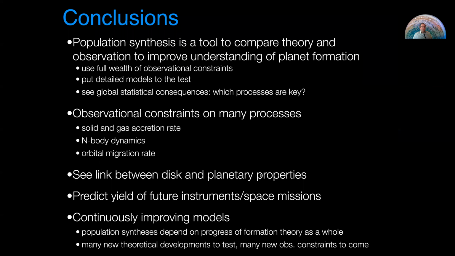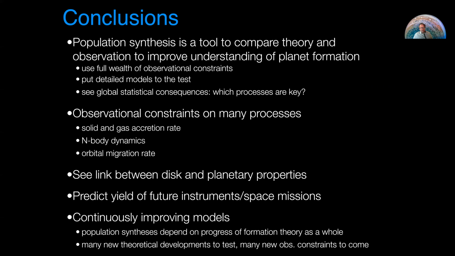And with that, I'm coming to the conclusion. So population synthesis is a tool to compare theory and observations and to improve our understanding of planet formation. So here we can really try to use the full wealth of observation constraints that we have. We can put theoretical models to the observation test, which is often difficult otherwise, and we can also see the global statistical consequences. So which processes are key in shaping planetary systems?